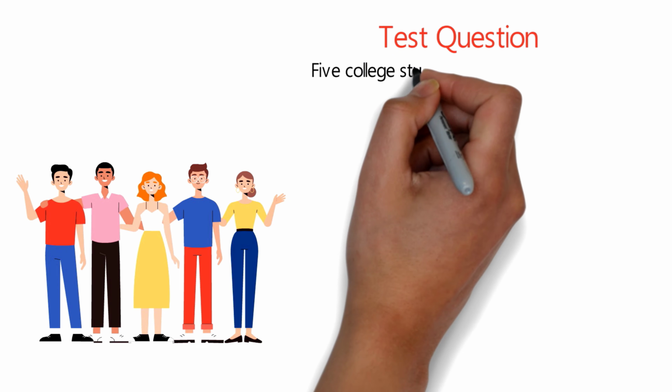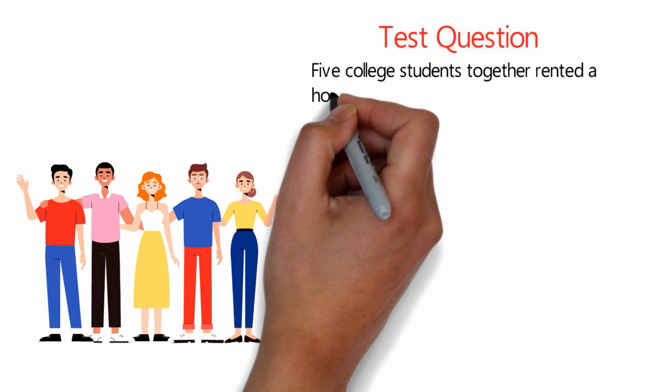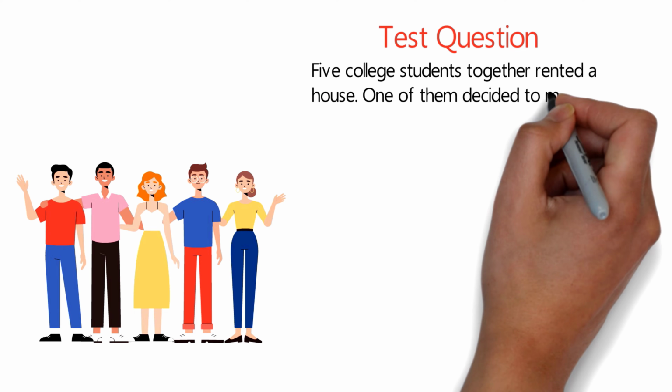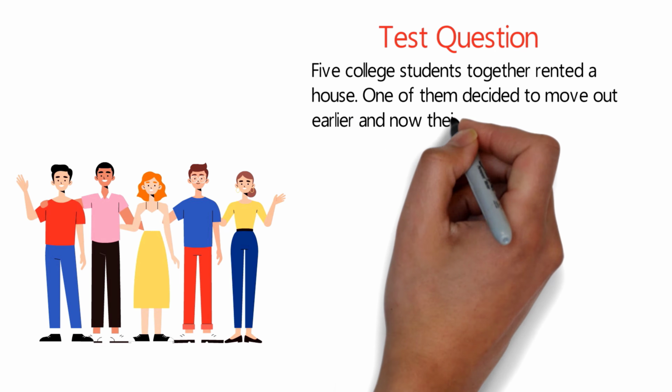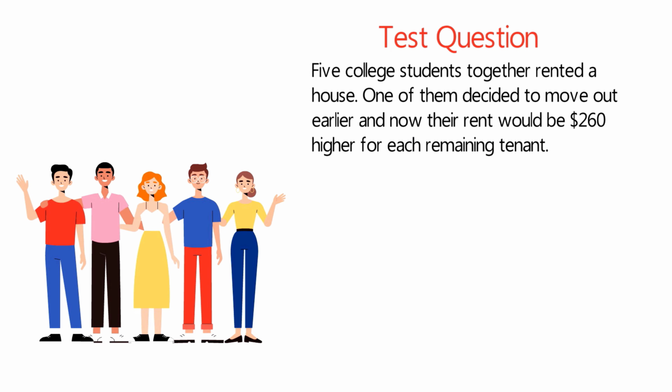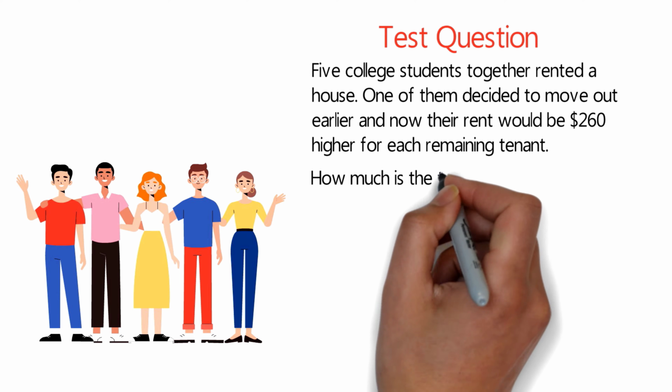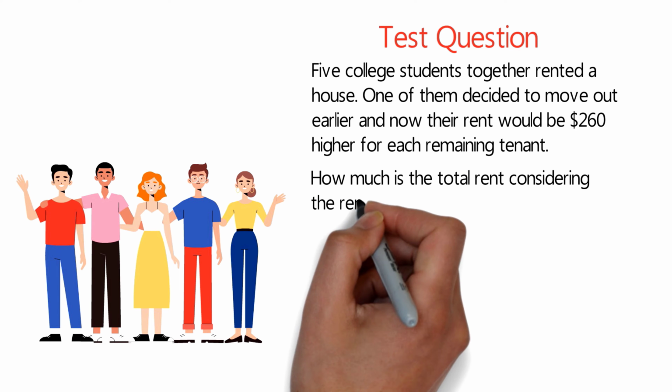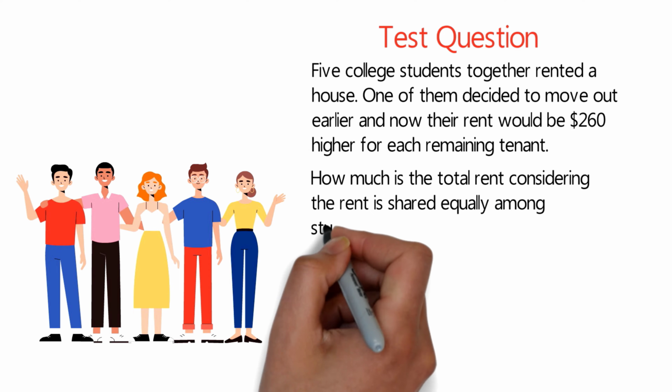5 college students together rented a house. One of them decided to move out earlier, and now their rent would be $260 higher for each remaining tenant. What is the cost of the total rent, considering the rent is shared equally among students?